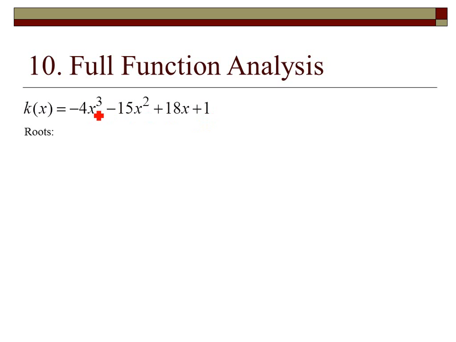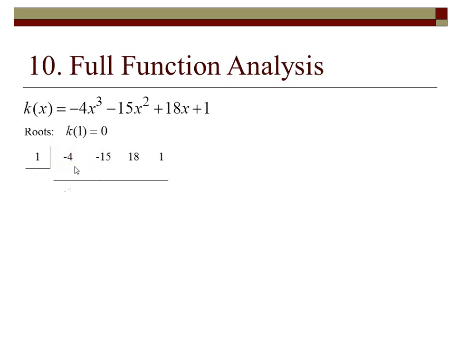But 1's going to be pretty easy. If I plug in 1, I get negative 4 minus 15, that's negative 19, plus 18 plus 1. So negative 19 plus 19 equals 0. So I know k of 1 equals 0. Well, I already know that one of my roots is at x equals 1. So if I already know x equals 1 is one of my roots, I could just use synthetic division to figure out what is left over.